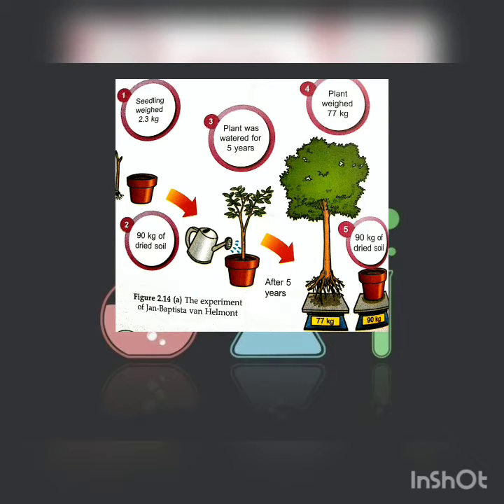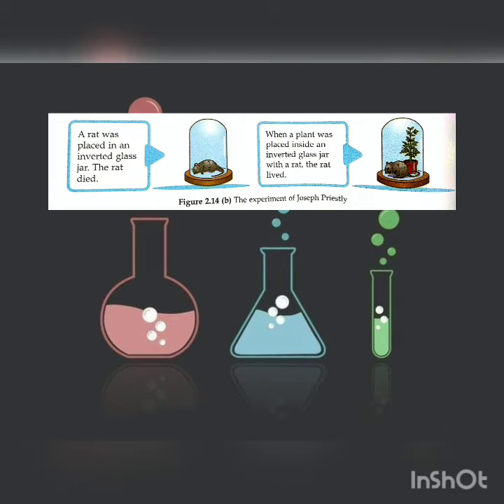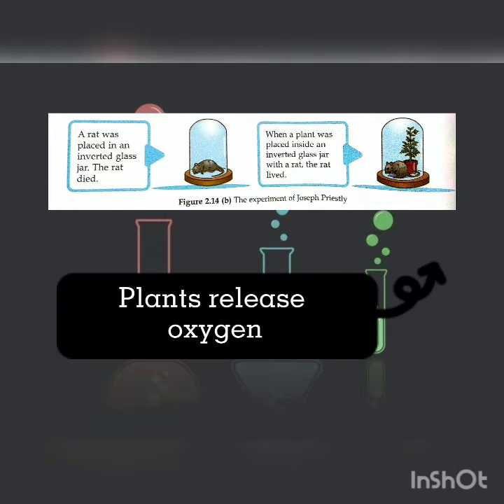This is an experiment that has been carried out by Helmont. In Helmont's conclusion, the plants had grown by only being watered and not from the water of the soil. Next, this is an experiment that has been carried out by Priestley. In Priestley's conclusion, plants release oxygen.